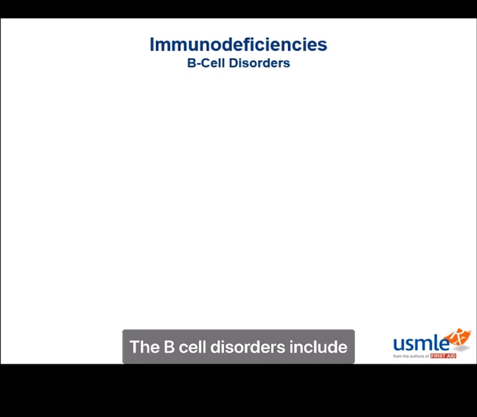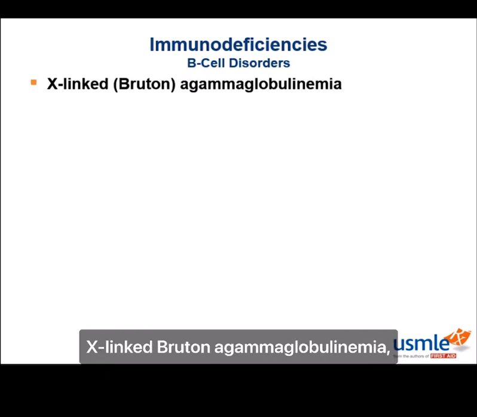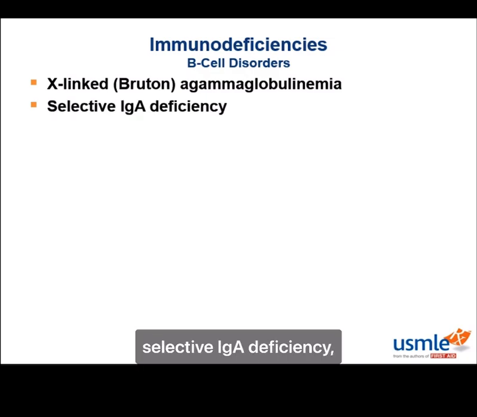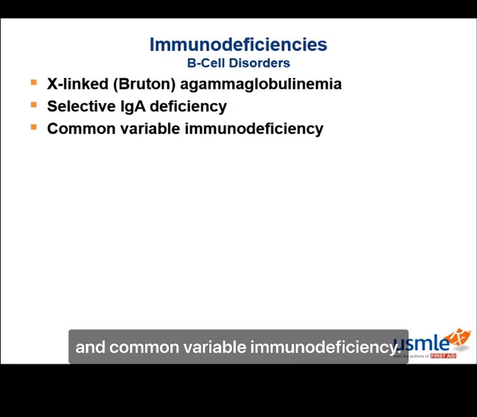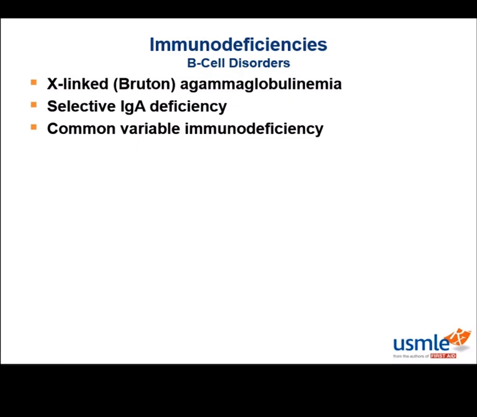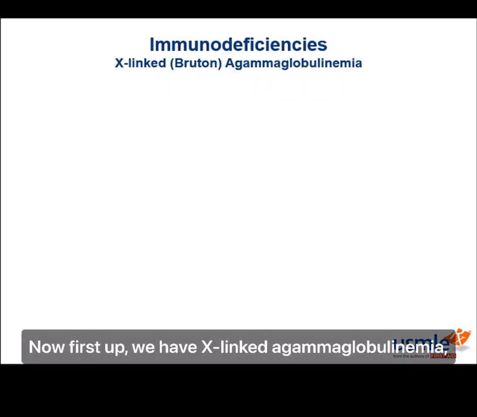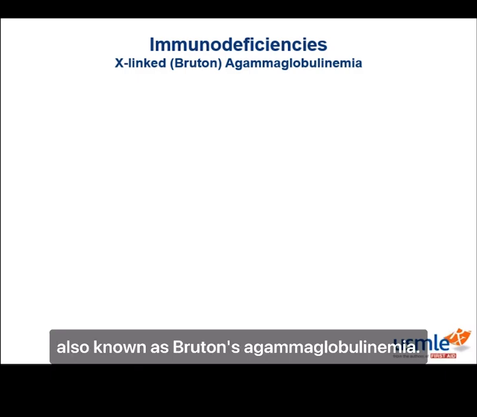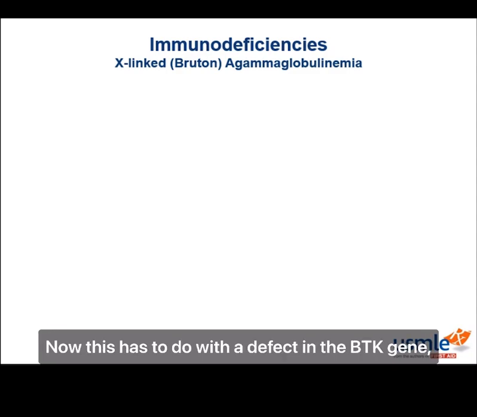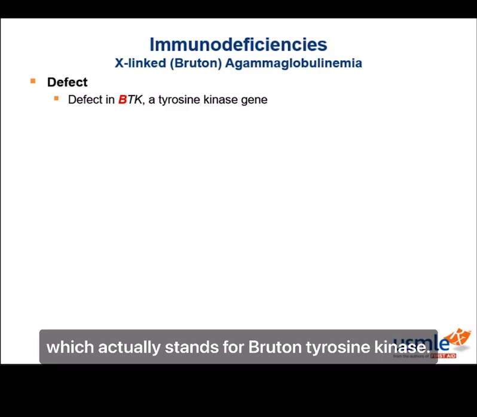The B-cell disorders include X-linked Bruton agammaglobulinemia, selective IgA deficiency, and common variable immunodeficiency. Now, first up, we have X-linked agammaglobulinemia, also known as Bruton's agammaglobulinemia. Now, this has to do with a defect in the BTK gene, which actually stands for Bruton tyrosine kinase.